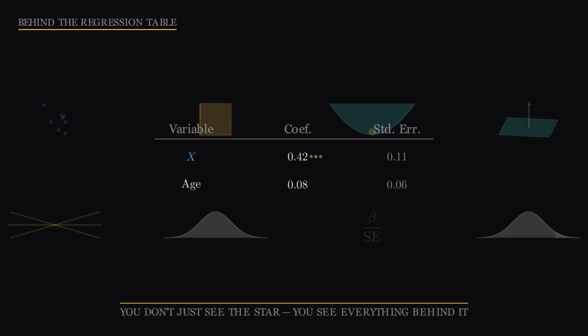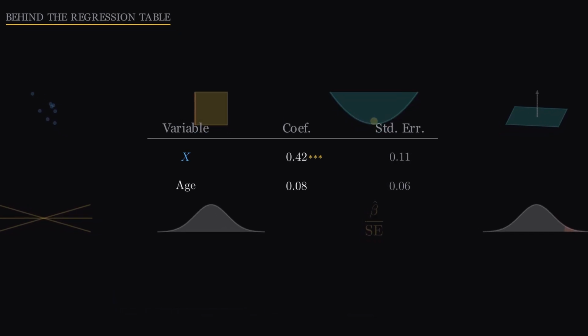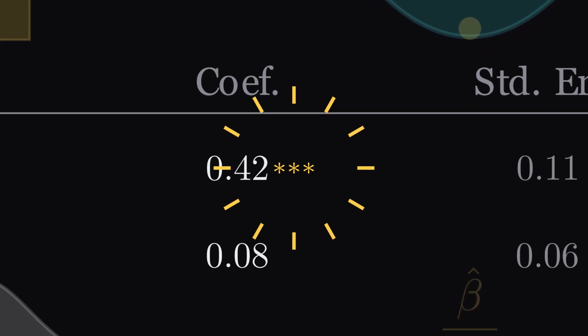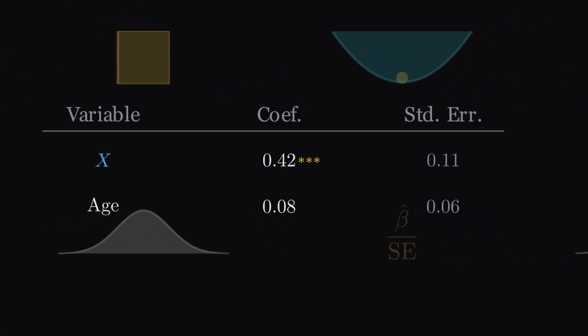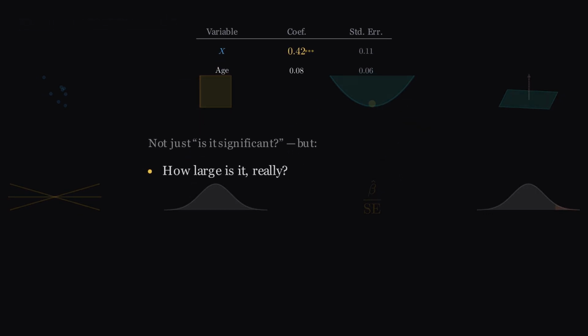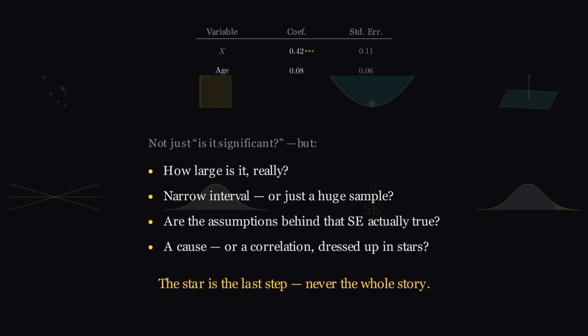Let's go back now to where we started. A regression table, a row of numbers, a little star at the end. Only now we don't see the star. We see everything behind it. The next time a coefficient has stars in a paper, we will know the right question to ask. Not just "is it significant?" but how large is it really? Is the interval narrow because the effect is strong or because the sample is huge? Are the assumptions behind the standard error actually true? And is it causation or just a correlation dressed up in a star?